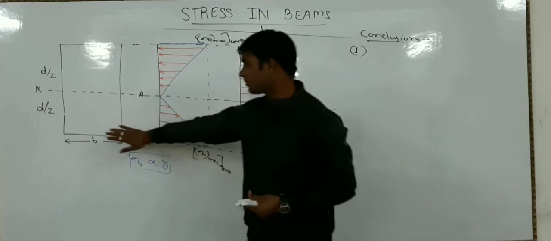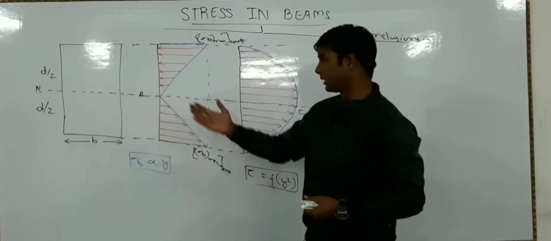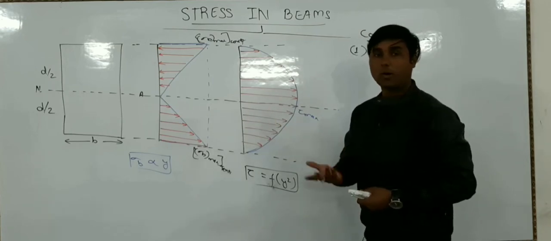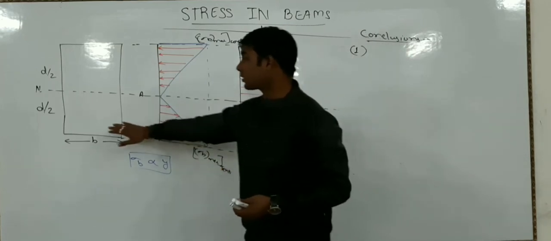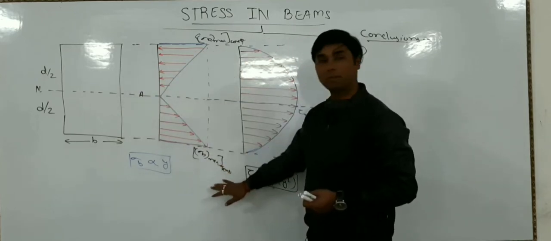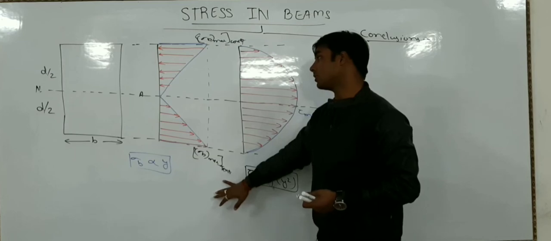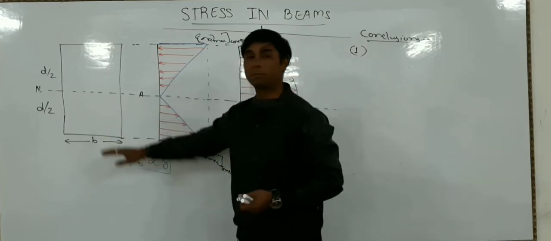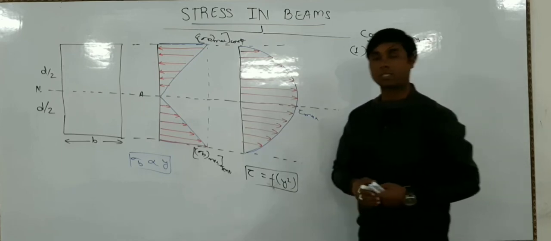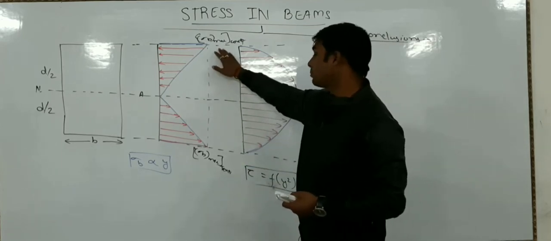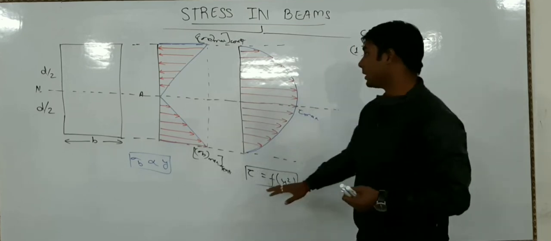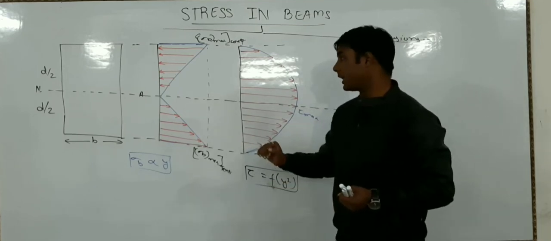Here, if we talk about this symmetric section, like here we have a rectangular cross section, in all rectangular or symmetric cross sections, sigma b max compression as well as sigma b max tension values are going to be the same. But if the cross section is not symmetric, like if we have any T section or W section, then the sigma b maximum values for compression and tension would not be the same.